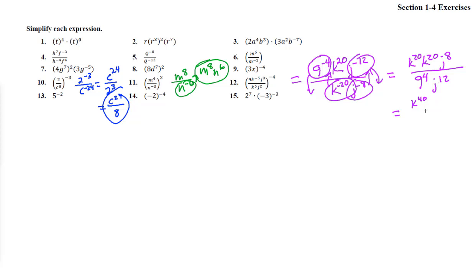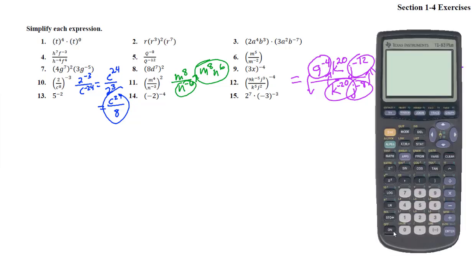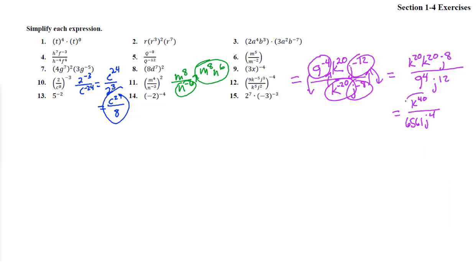These will subtract, and the bottom one wins, so we'll have j to the 4th there, and 9 to the 4th. That's an actual number. Let's plug that in. 9 to the 4th power, that's a big number, 6561. There we go.